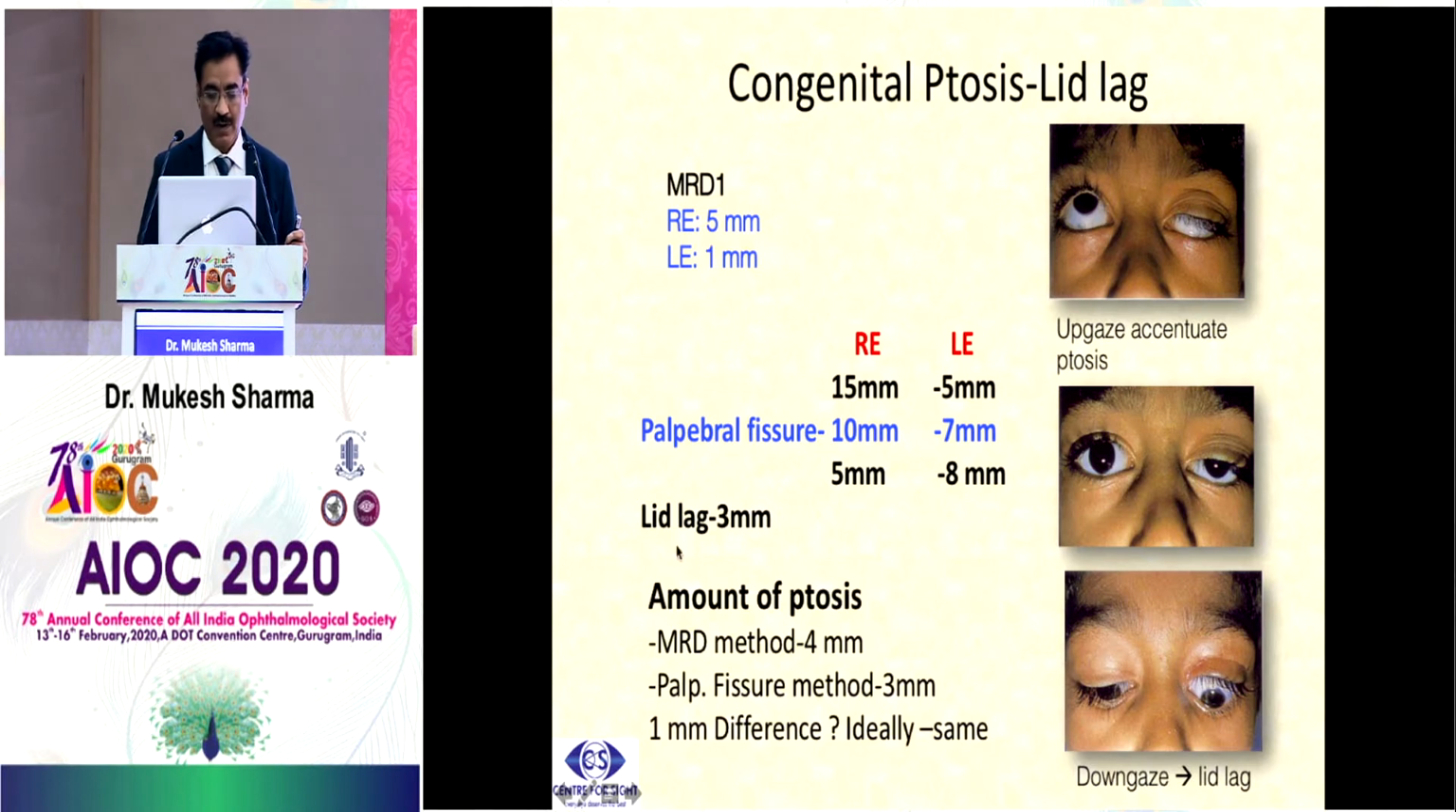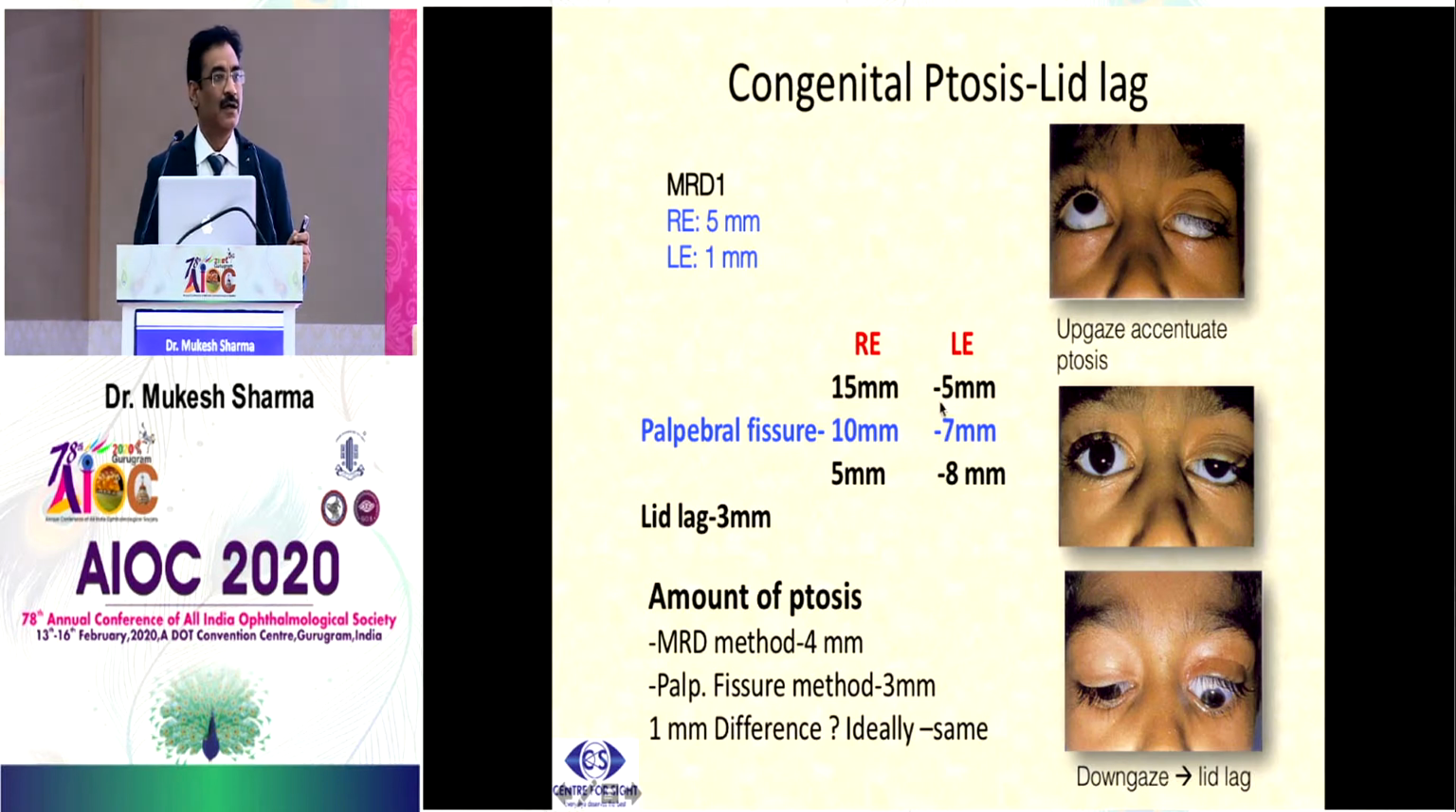Now amount of ptosis by MRD method in this particular case is 4 mm, and by palpebral fissure method in this particular case is 3 mm. Why this discrepancy? Because palpebral fissure in right eye is 10 mm, in left eye it is 7 mm. So difference is 3 mm. So this catch is there, this discrepancy should not be there whenever you are making your ptosis chart. Ideally these two figures should match. Your examiner will try to check only these things, whether a person has done everything correctly or not. So there is something wrong in the measurement.